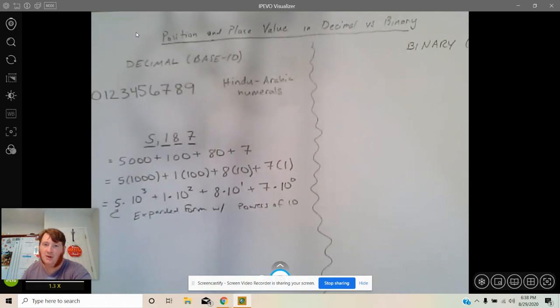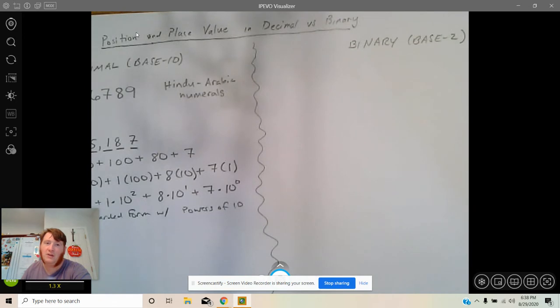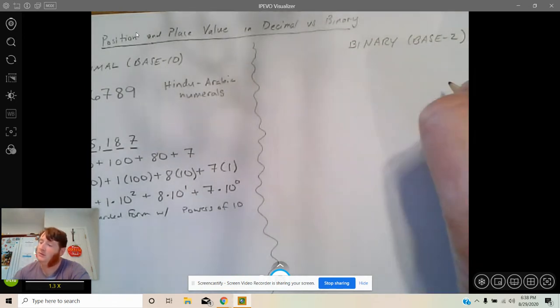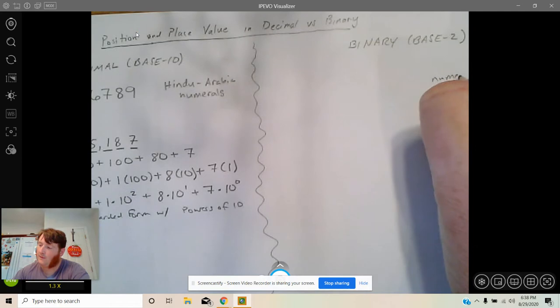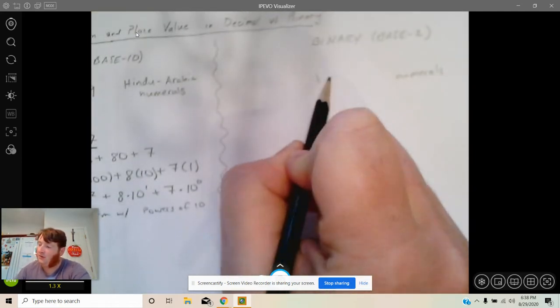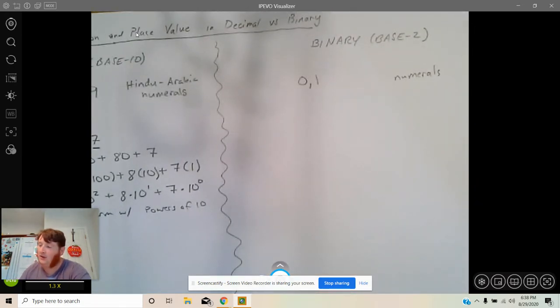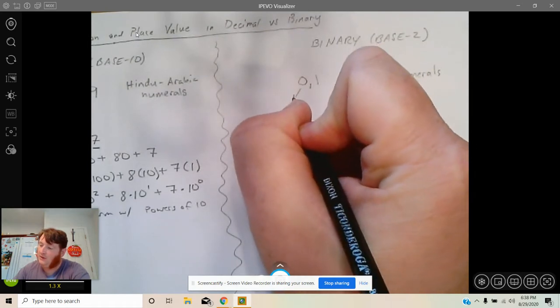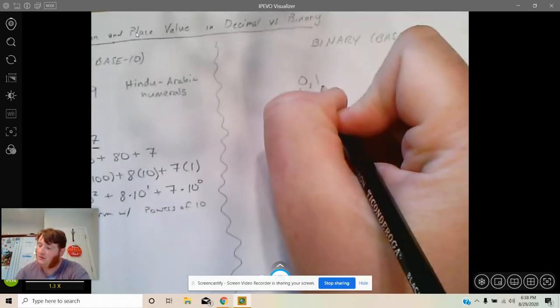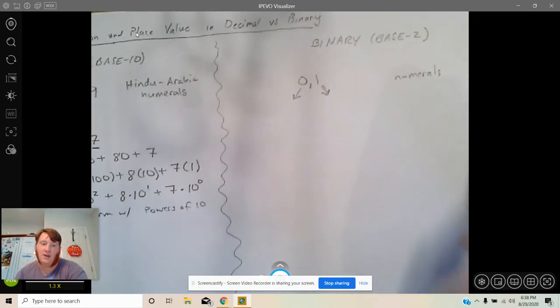So let's think about how it works in binary. Binary is a base 2 system, so we only need two numbers, two numerals. Our numerals that caught on and are fairly standard are 0 and 1. And you really need to start internalizing a central metaphor that binary is kind of like working with tiny little switches and you're flipping them on and off.